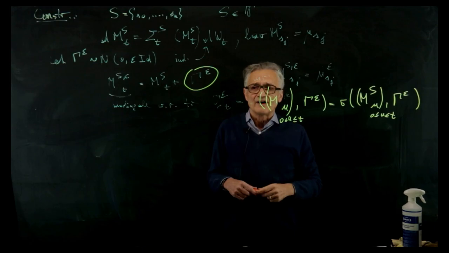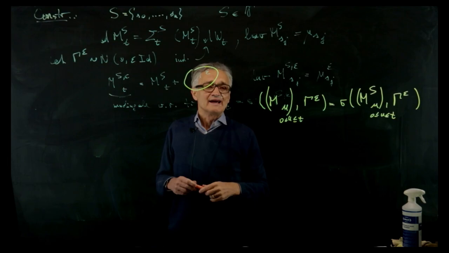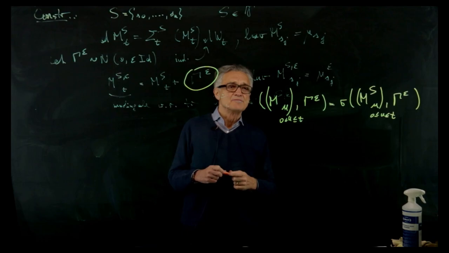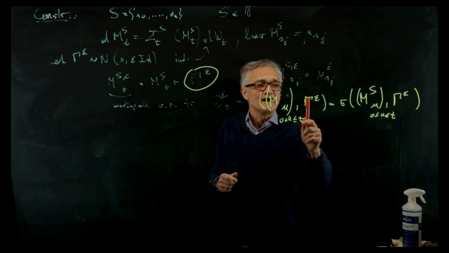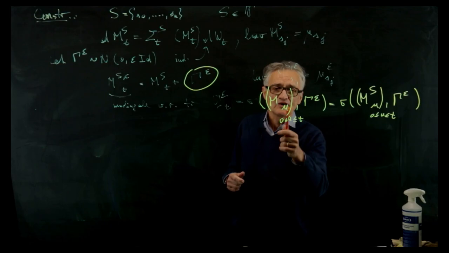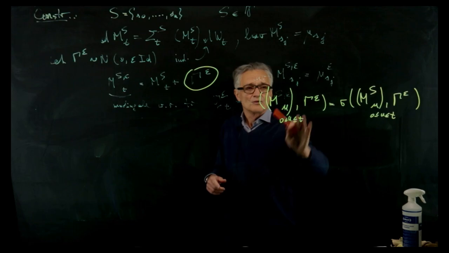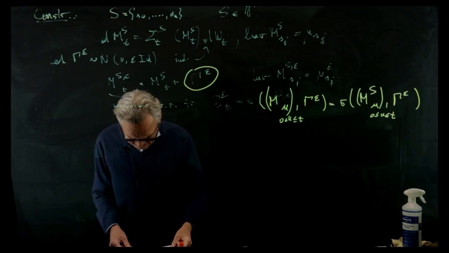It's highly non-Markovian. Well, it is Markovian, wait a moment. It is Markovian when you know the gamma epsilon. You have to add as a state space the knowledge of gamma epsilon, but in its own filtration, without this, it is not Markovian. Anyhow, this is a process.